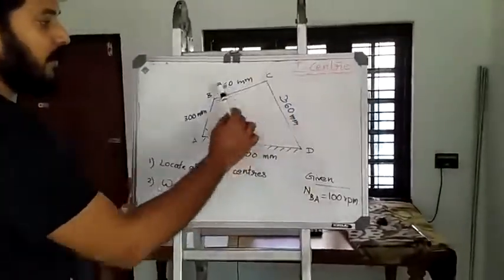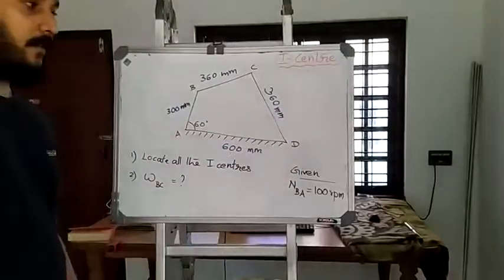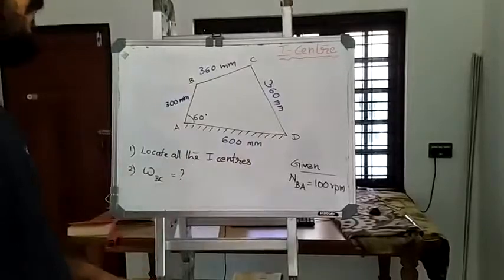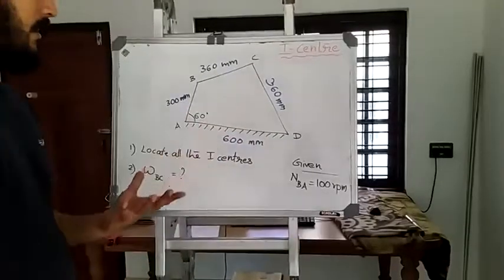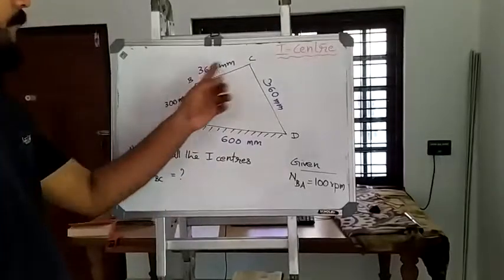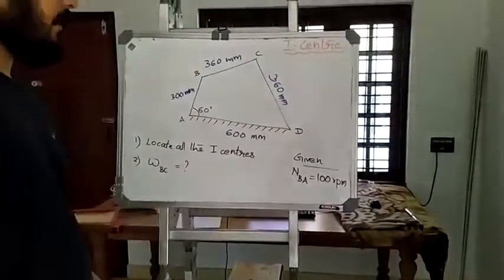A 4-bar linkage ABCD is given, in which link AD is fixed. Two sets of data are given for this question. What are the given data? The lengths of all four links are given: AB 300 mm, BC 360 mm, CD 360 mm and AD 600 mm.